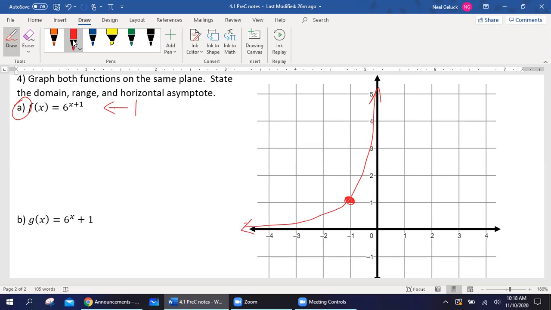Now, it is not asymptotic to the y-axis. It will hit that eventually. But I want just a fairly rough graph here. The domain is still negative infinity to infinity. The range did not change. It's still just like the parent, 0 to infinity. And my horizontal asymptote also did not change. It's still y equals 0.